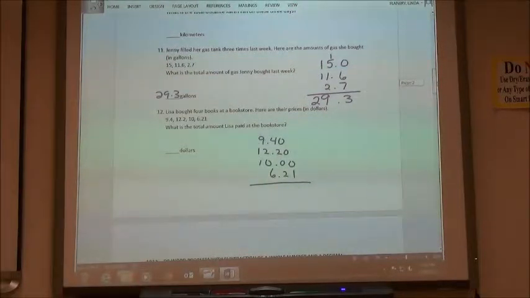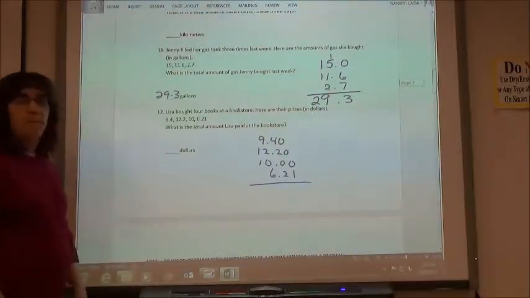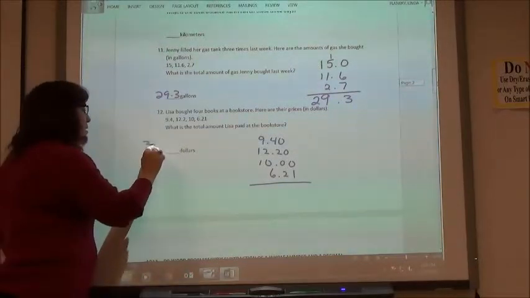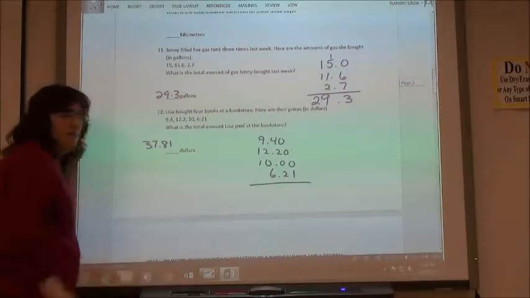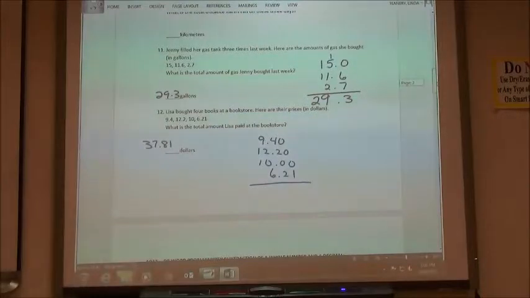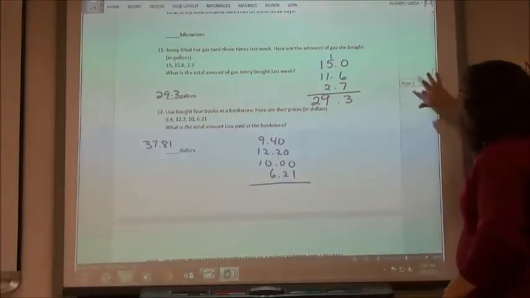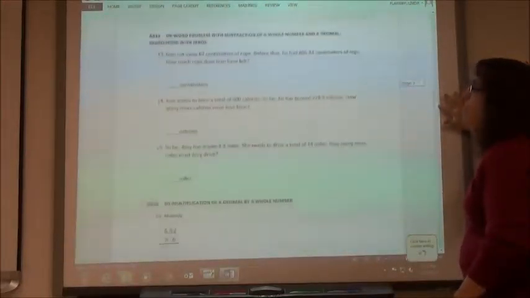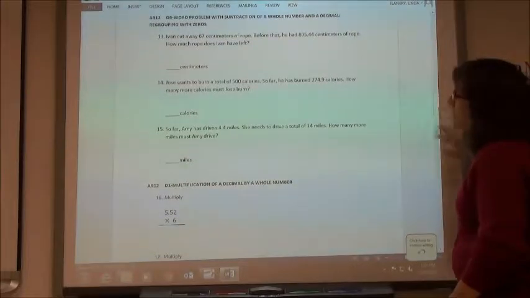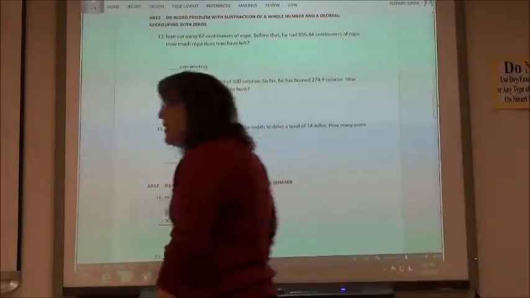And what do we get for a total? $37.81. Everybody get that? Okay, then I'll assume it's right. I didn't have it. Then we have some more word problems, because everybody likes word problems.